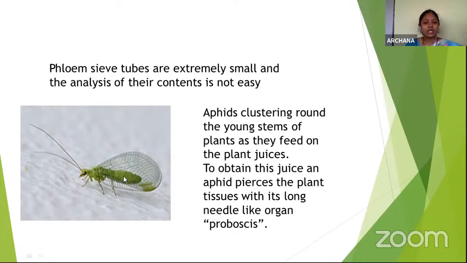Now in this picture we can see an aphid, a green fly. We generally find these aphids clustering around the young stems of plants as they feed on the plant juices. And to obtain this juice, this insect has a long needle-like organ called proboscis. With the help of this proboscis, it pierces the plant tissues and sucks the plant juice.